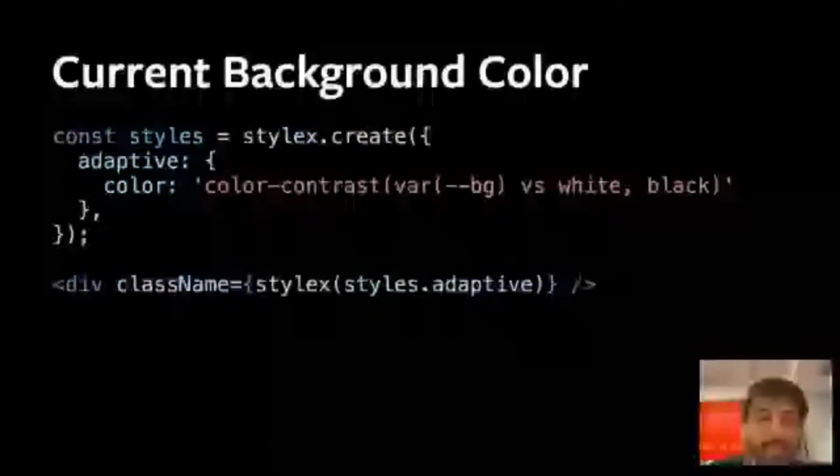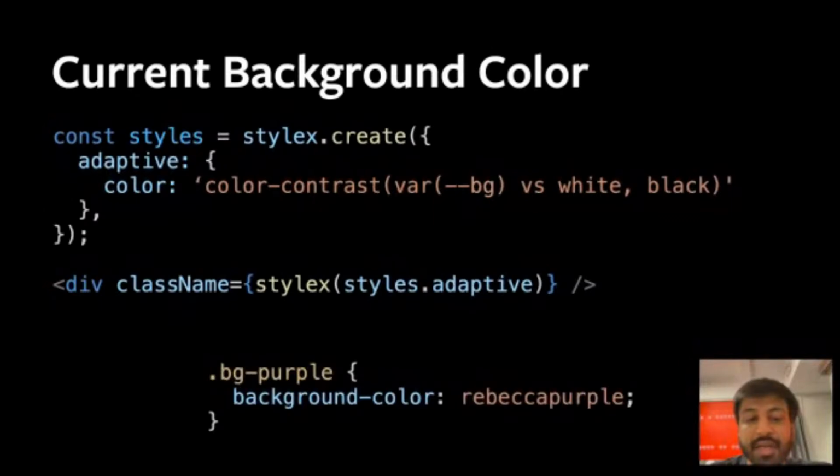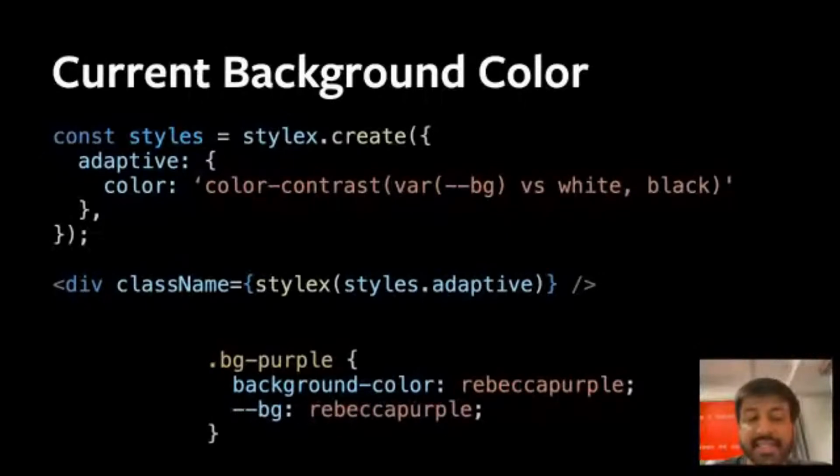Next, consider a value like current background color. CSS already gives us current color, which gives us the current value set for text color, but it doesn't give us anything for current background color. Since we use atomic styles, we can just polyfill this feature in. Every time a class name is generated for a background color, we can automatically insert a CSS variable that sets the variable to that same color.